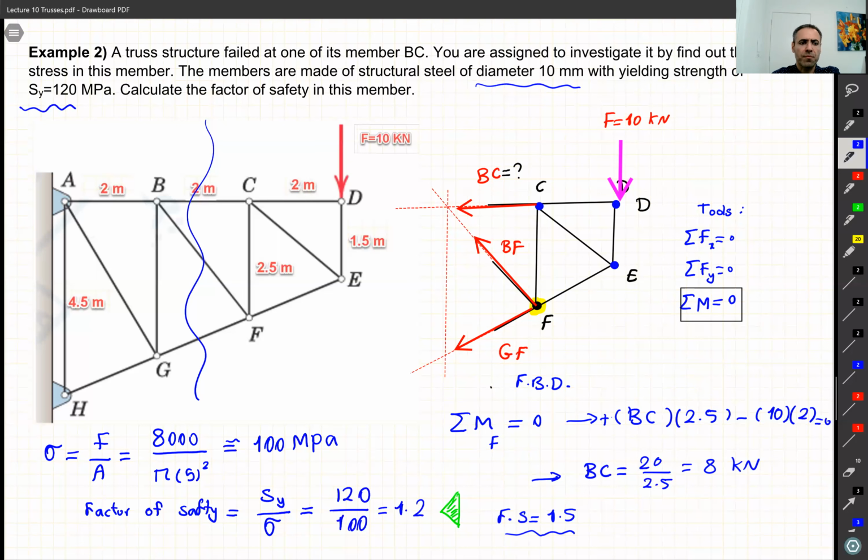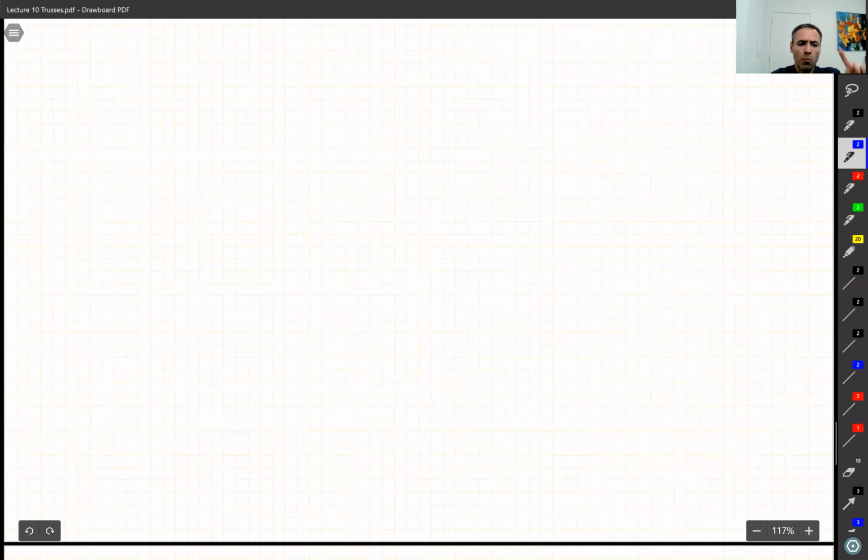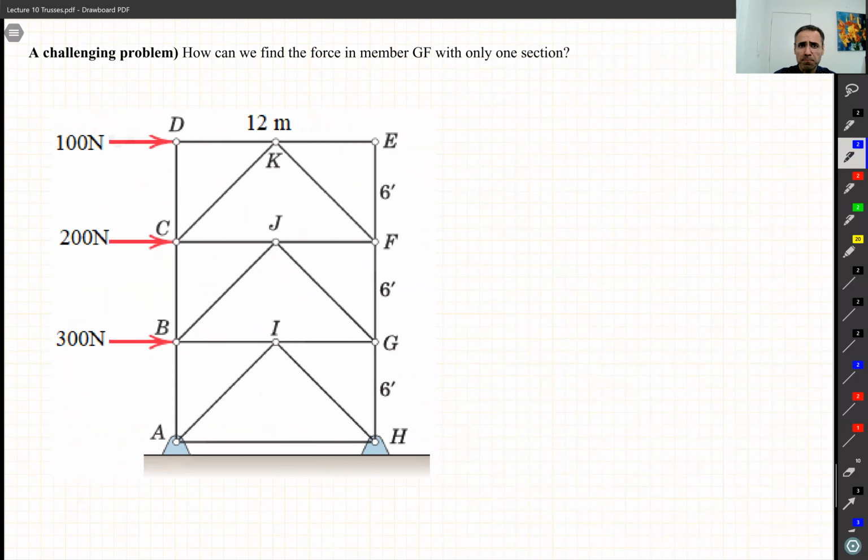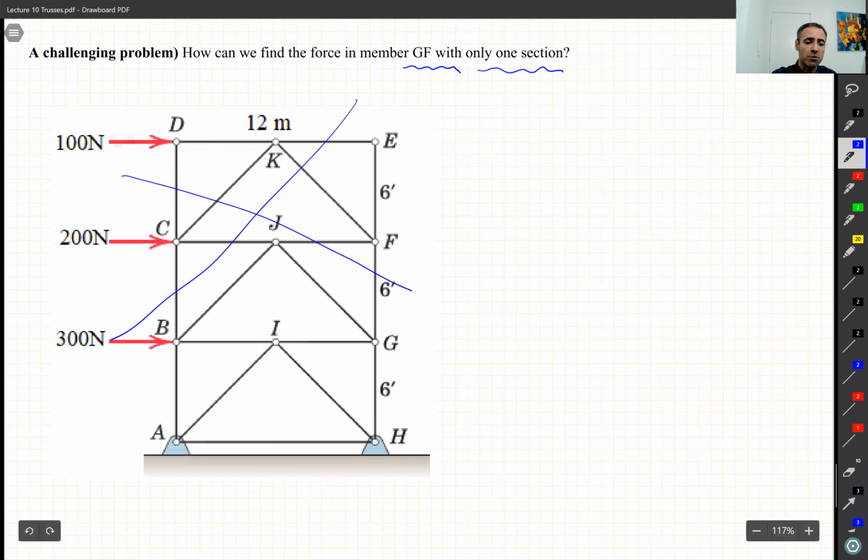So I left you with this challenging problem to think about after the class, but I will post the solution as well for this one. But don't look at my solution, and try to see how you can find the force in GF in this truss with only one section, right? How you should cut it. Should you cut it like that? Should you cut it like that or like that? Try to see if you can find out, all right?